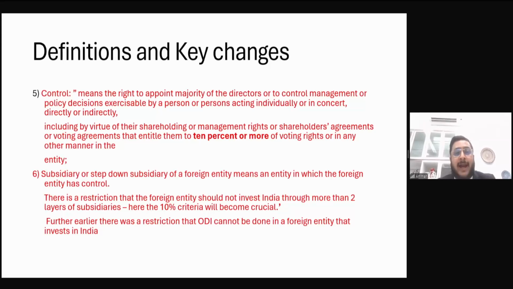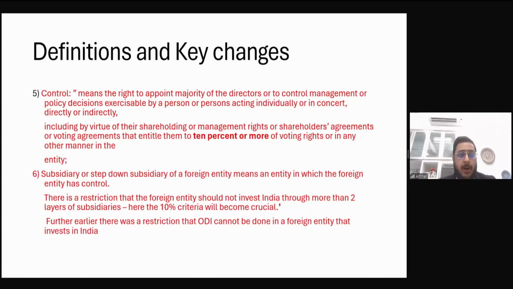Control means the right to appoint a majority of the directors or to control management or policy decisions, exercisable by a person or persons acting individually or in concert, directly or indirectly, including by virtue of shareholding or management rights or shareholders agreements or voting agreements that entitle them to 10% or more voting rights in another entity. So if an Indian entity holds 10% or more in another entity, control gets exercised.